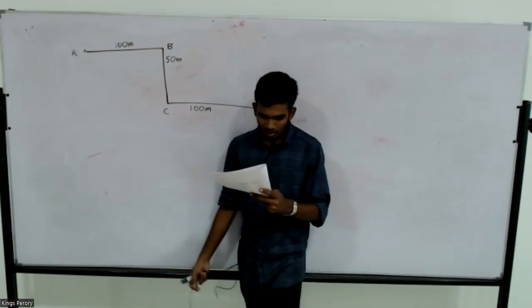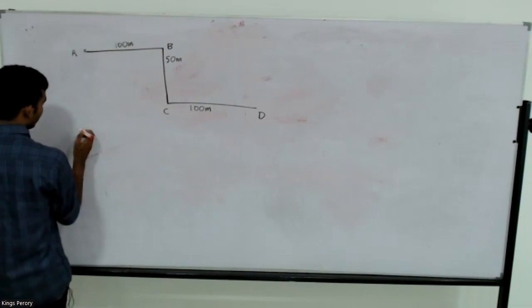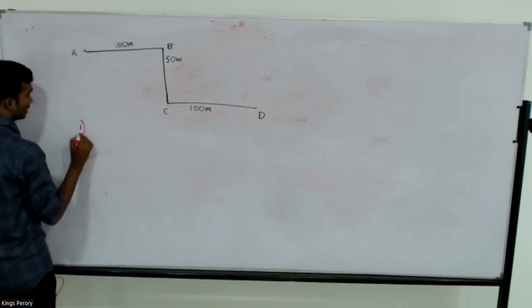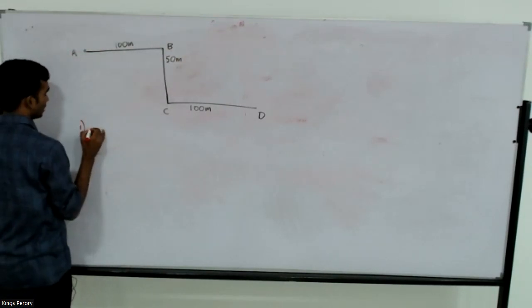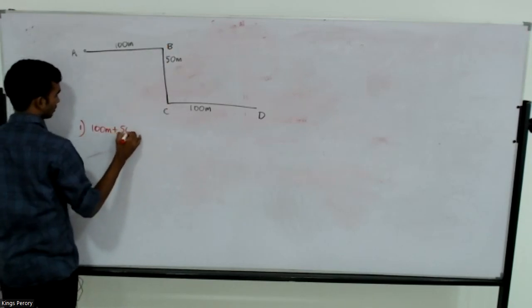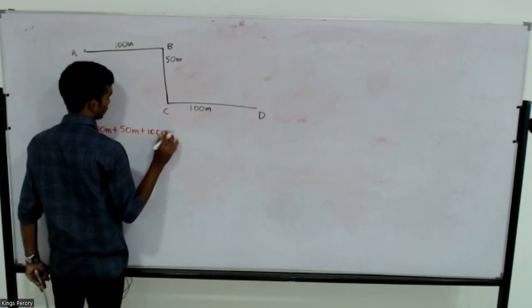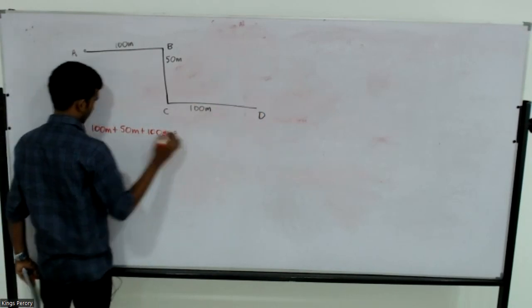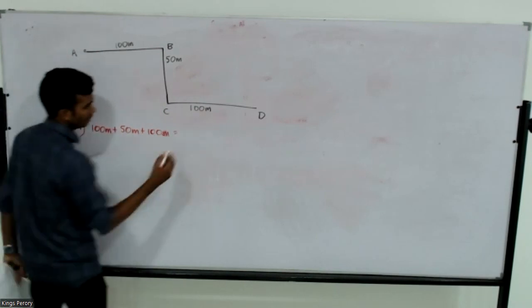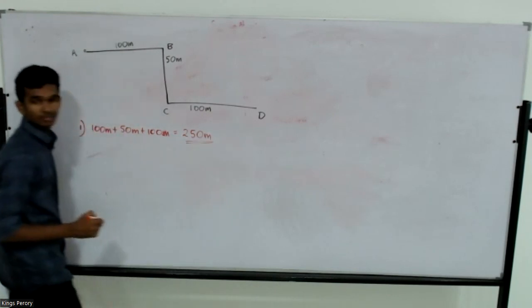Calculate the distance the boy has traveled. What is the distance? AB 100 meters, BC 50 meters, CD 100 meters. Altogether how much? 100 plus 100, 200, 250 meters. Total distance the boy has traveled is 250 meters.